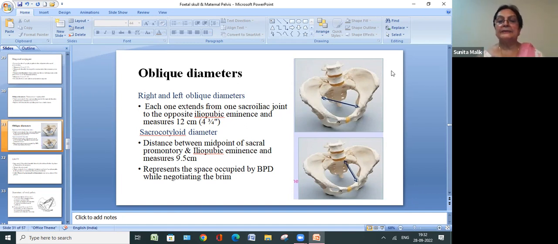There's another diameter in the inlet, which is the smallest diameter. This is the distance between the sacral promontory and the iliopectineal eminence of the same side. The previous one was the opposite side, this is of the same side. This is known as the sacrocotyloid diameter, and it represents the space occupied by the biparietal diameter while negotiating the brim. So as it is going like this, the biparietal diameter will be in this diameter. This is the smallest diameter in the inlet, 9.5 centimeters.